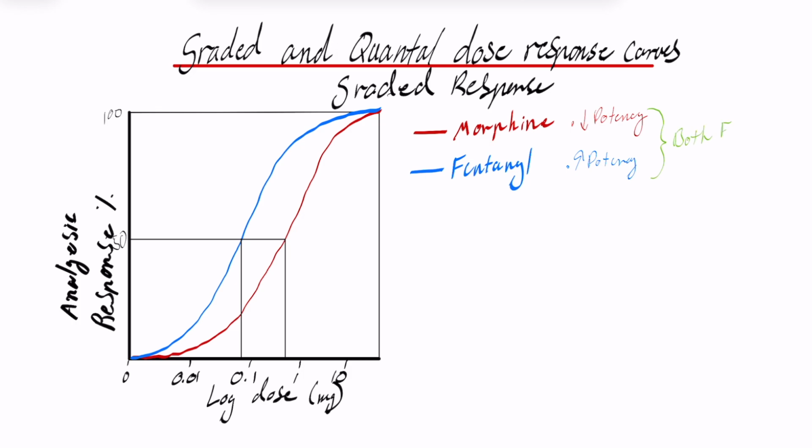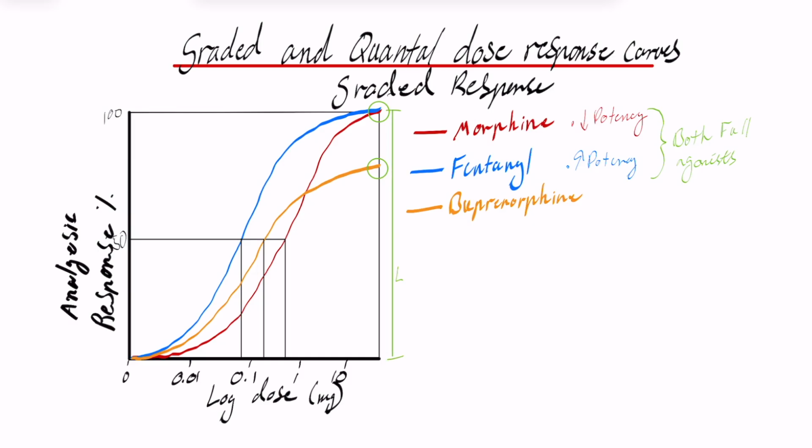But both can achieve 100% effect because they're both full agonists. While if we talk about something like buprenorphine, which is a partial agonist, buprenorphine is interesting because it's more potent than morphine, so it sits to the left, but it's not as potent as fentanyl, so it sits to the right of fentanyl, but its efficacy or its Emax does not reach 100%, so it's a partial agonist.